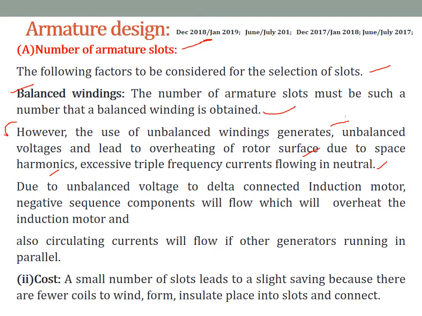Again, when you give unbalanced voltage to a delta connected induction motor, negative sequence components will flow, which will overheat the induction motor. Also, circulating current will flow if other generators are running in parallel. The other generators in that RYB phase may have a balanced voltage, but the unbalanced one may not match with the other parallel generators. At that time, current will flow from higher voltage to lower voltage, so circulating current will flow from one generator to another generator.